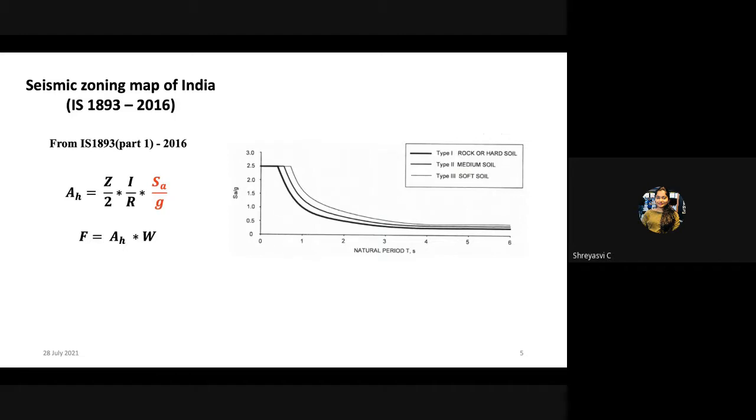And depending upon the soil condition on which the structure is resting, again, we have a factor called Sa by g. And R, whether it is an ordinary moment resisting frame, or a masonry building, or a special moment resisting frame, or a steel building, depending upon the ductile detailing or the reinforcement detailing in a structure, even the R value is decided. Then finally, the horizontal acceleration coefficient is multiplied with the seismic weight of the building to get the actual lateral force that is acting.